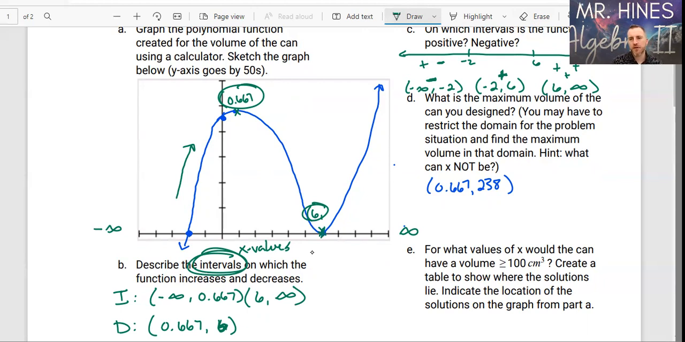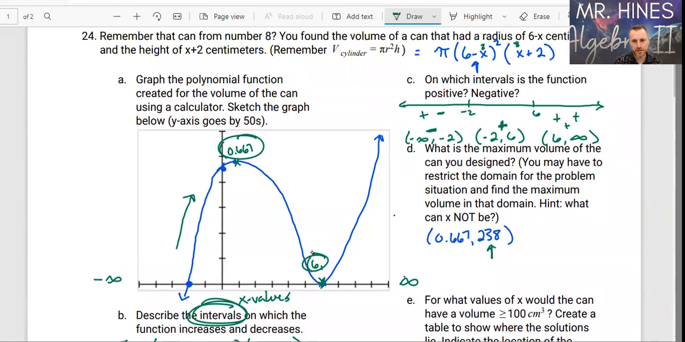What's the maximum volume of the can that you designed? So that's this number right here. How do I know that? That's what we've got to know. The volume is equal to all of this. So those are our y values. The y-axis is volume, the height on the graph.